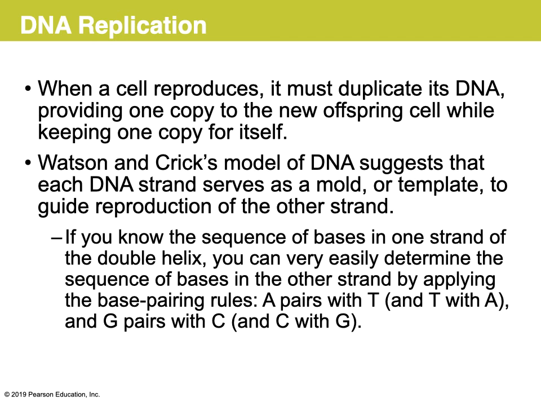A single-celled organism, or a bacterium, to make a new individual, you see that the cell sort of pinches into two new cells. But before it does that, it has to make a copy of its DNA so that the offspring cell gets one copy and the original cell keeps a copy. And that model of DNA suggests that each half of that helix, each DNA strand, can serve as a template or mold to direct how the other strand will be made.